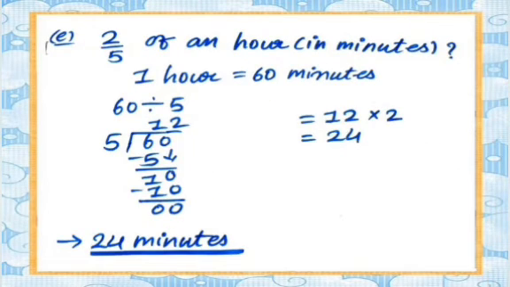Let's check question number E. Question number E is what? 2 upon 5 of an hour, 2 upon 5 of an hour in minutes. We have to write the answer in minutes. 1 hour is equal to 60 minutes.